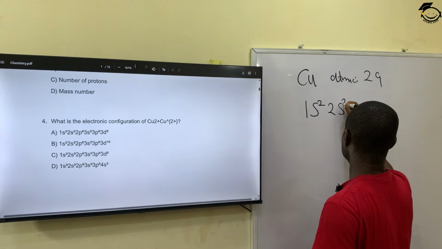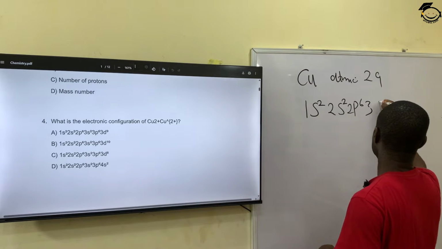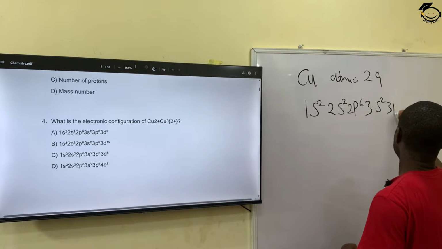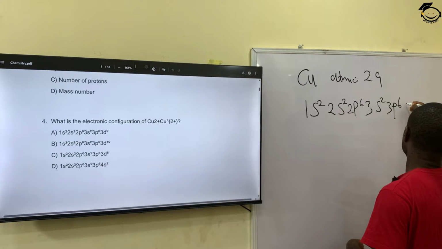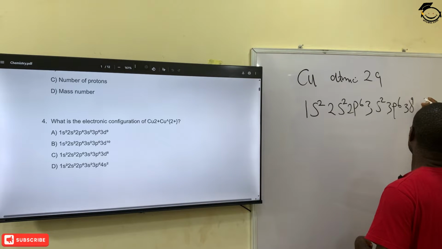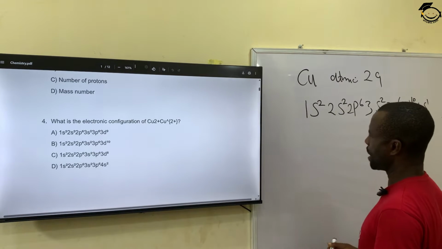1s2, 2s2, 2p6, 3s2, 3p6, 3d10, then 4s1. This is for copper 1.